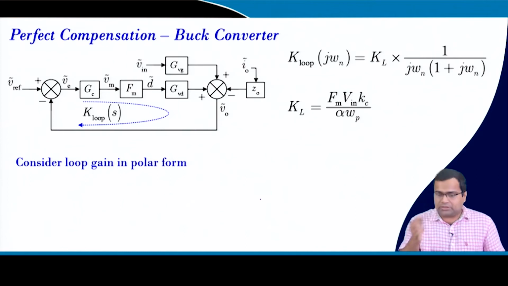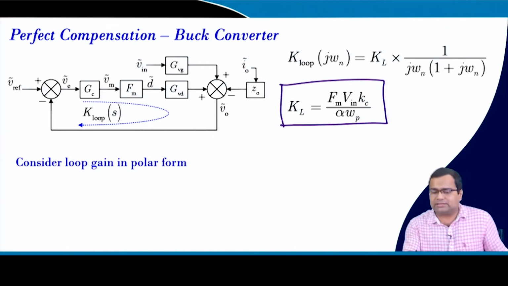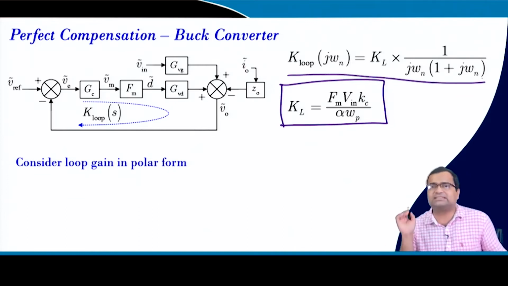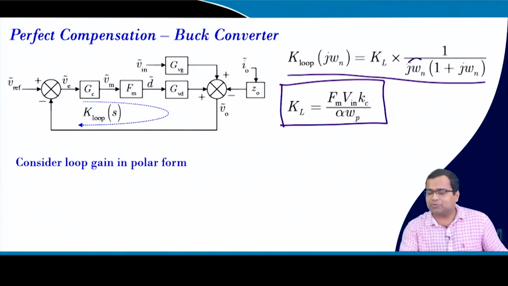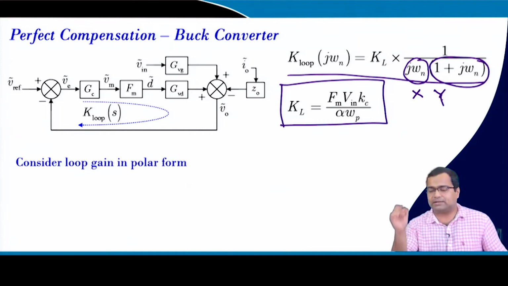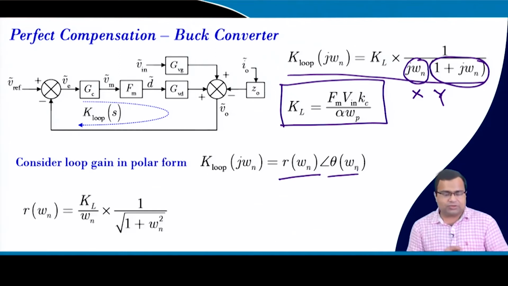Now, yeah, this is what we have already written. Now, consider the loop gain in polar form. So, this is in the Cartesian form, and we need to convert into polar form, because we have two complex numbers, this one and this one. So, you can treat like this is x and y, right. So, there are two complex numbers. So, in the polar form, we want to write in terms of amplitude and angle, right, magnitude and angle. So, what is the magnitude?